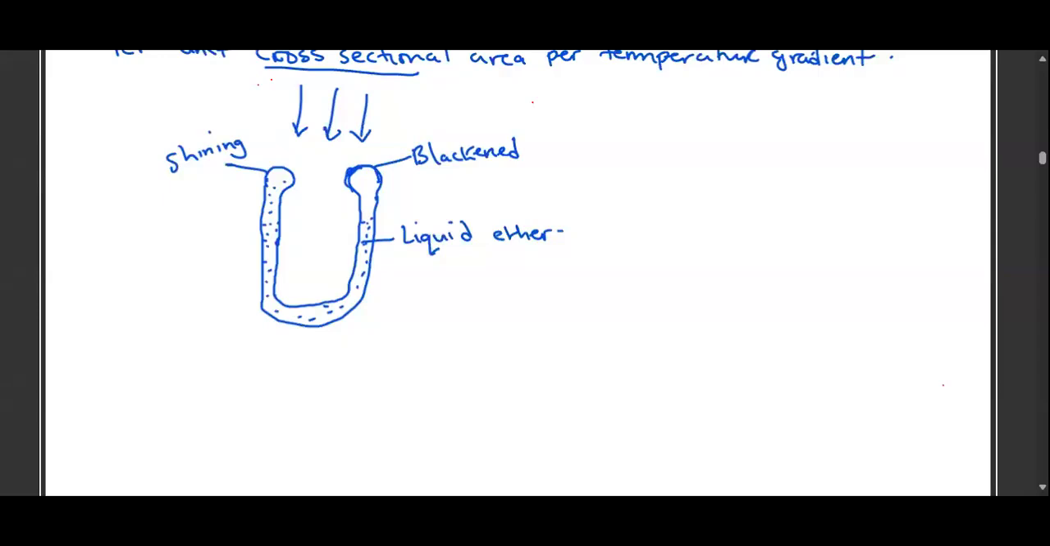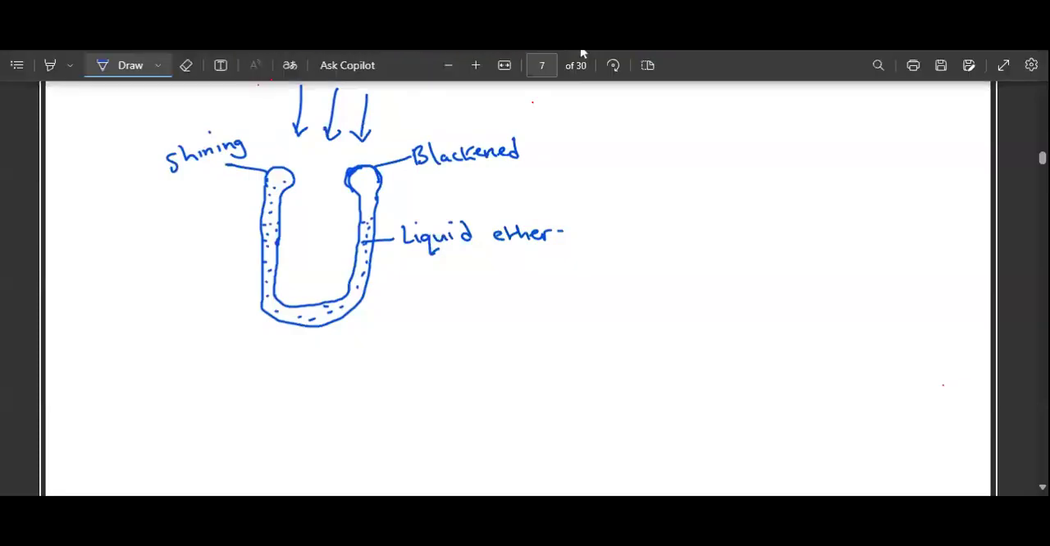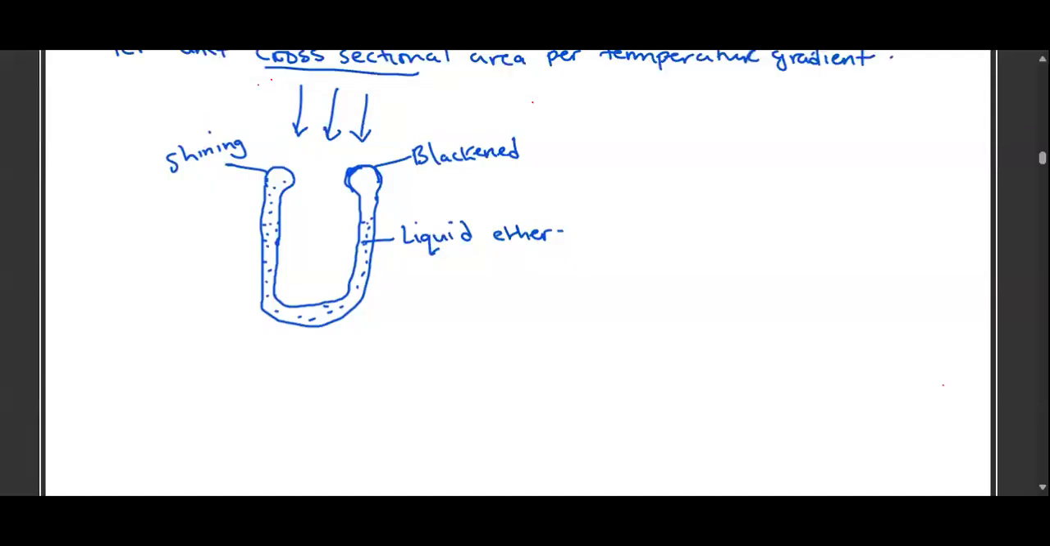Now on the dark side here, being dark, it absorbs radiations very fast, and the ether is going to expand, pushing it to go in the other transparent, shining side. And this confirms the detection of infrared, that is using the ether thermoscope. It is a simple experiment.